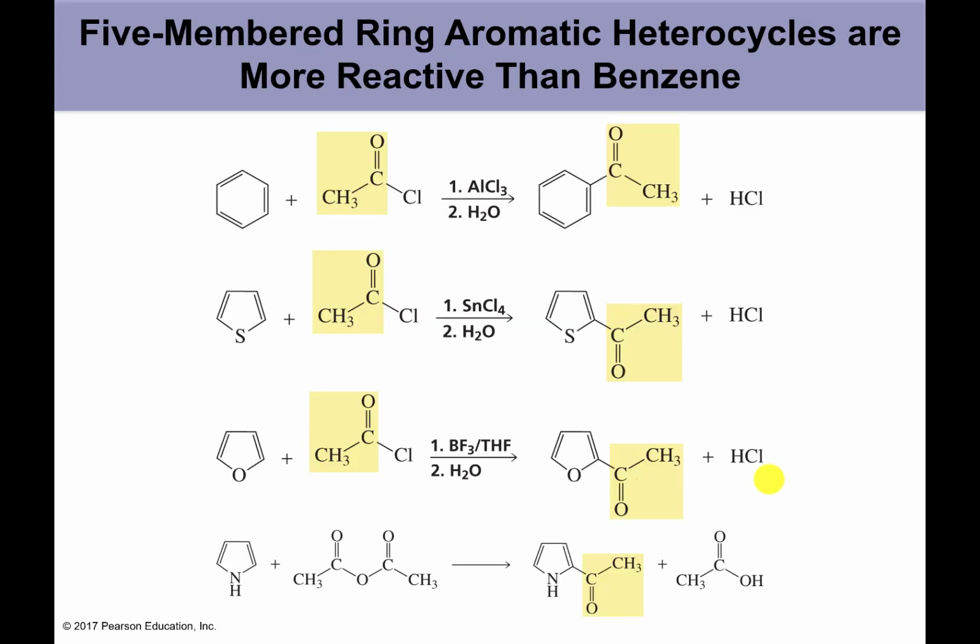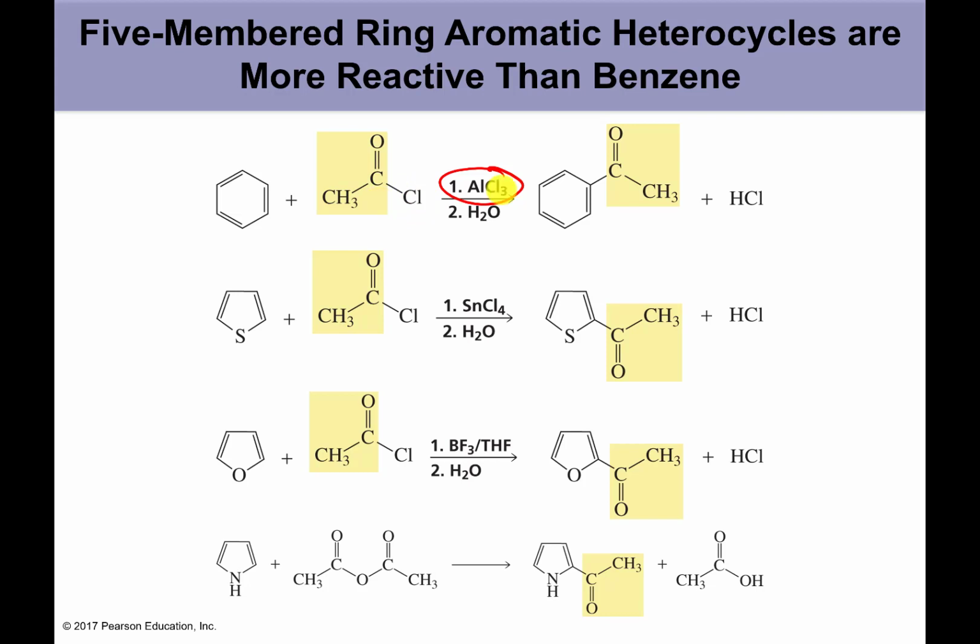Now, here are some examples of reactions that take place for benzene, thiophene, furan, and pyrrole, going in this order, right? These are acylation reactions. And remember, acyl halides are very reactive. This is the Lewis acid catalyst. The mechanism's the same as we learned in the previous chapters. But the Lewis acid catalyst serves to remove the chlorine and essentially make this more electrophilic.